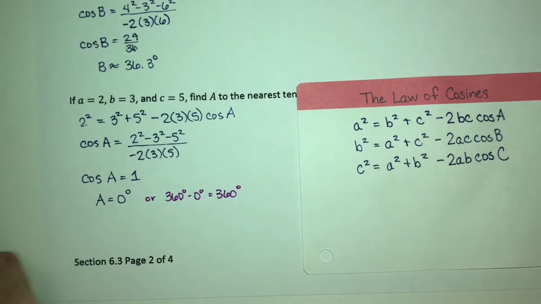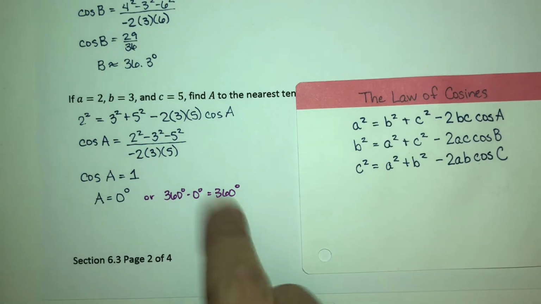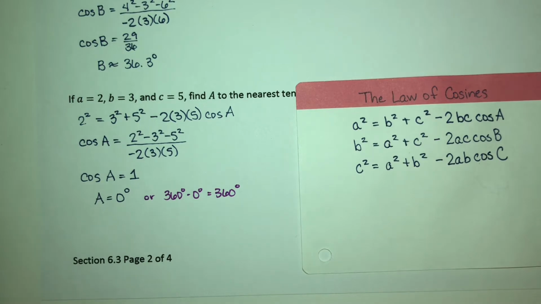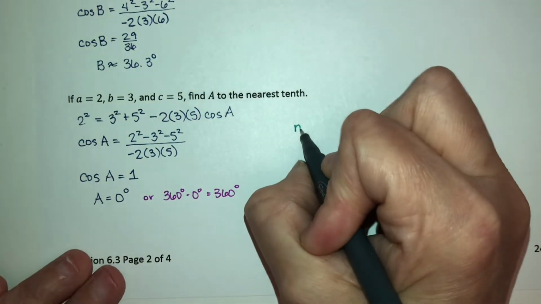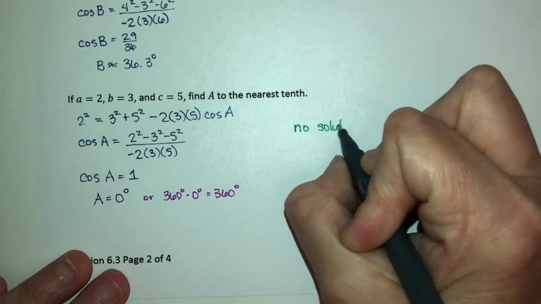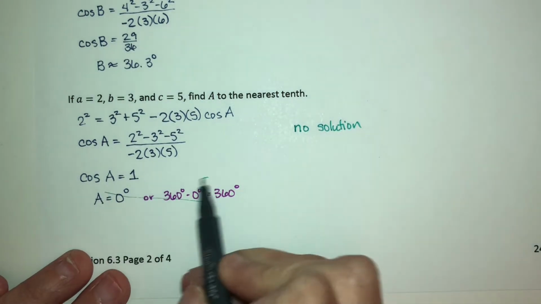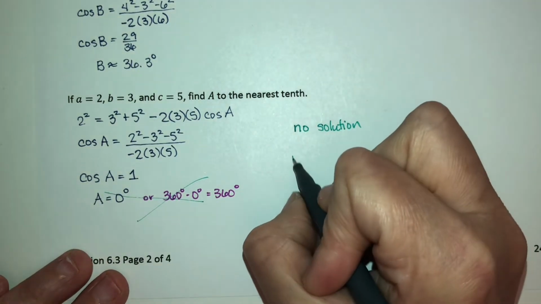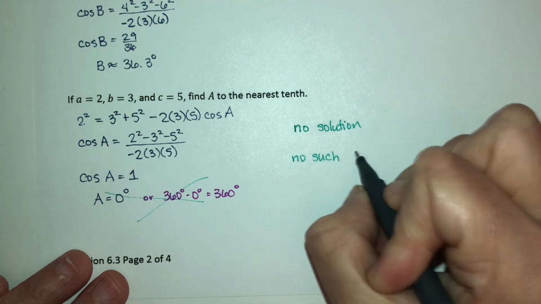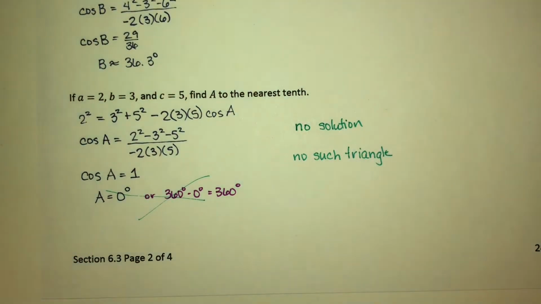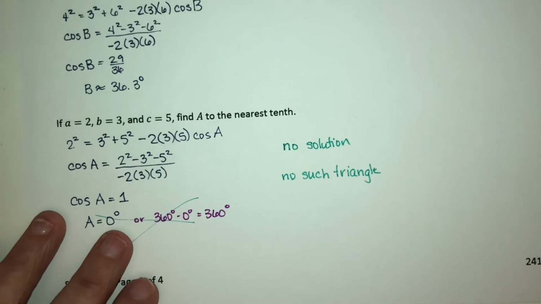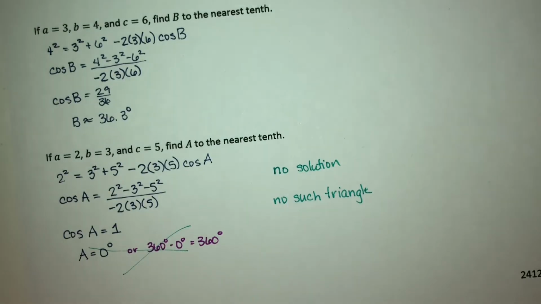But I cannot have an angle of 0 degrees and have a triangle. I can't have an angle of 360 degrees in a triangle. So this is no solution. This cannot happen for a triangle. So they say that there is no such triangle. It's impossible to draw a triangle with that length of sides. Okay?